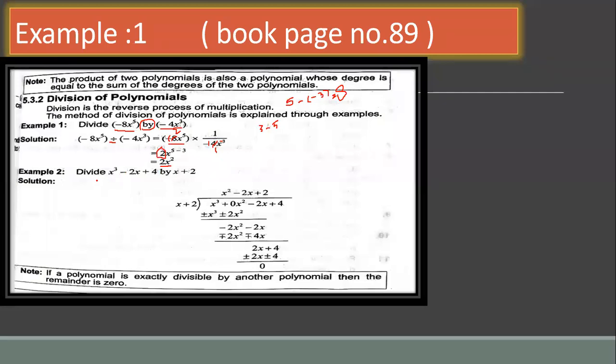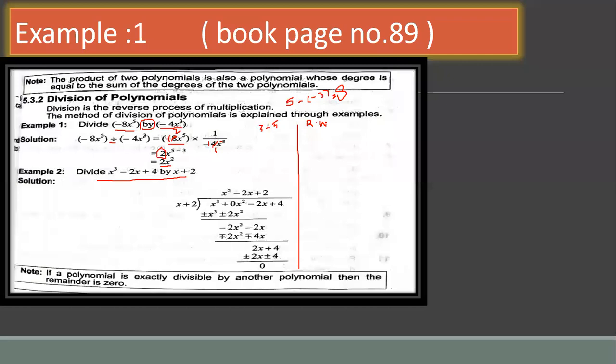Now come to example number 2. Divide x cubed minus 2x plus 4 by x plus 2. You need to follow the steps with me, and we are going to make a rough working column along with that. That is a must. Are you ready, class? I'm going to jot down 4 steps for your rough working column.